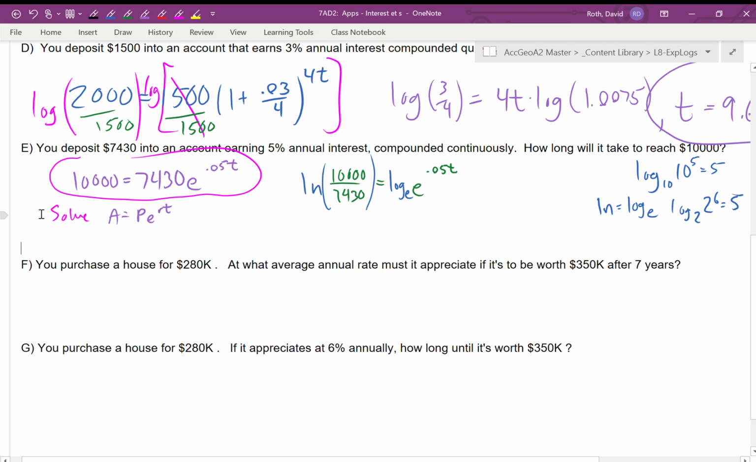There, that's better. So the natural log, I don't want a decimal and rounding, I'll just leave it like that so I can type it all in at one time. And then I'll get 0.05t. So t is the whole natural log of this mess divided by 0.05, and if you actually work that out, you should get 5.94 years.